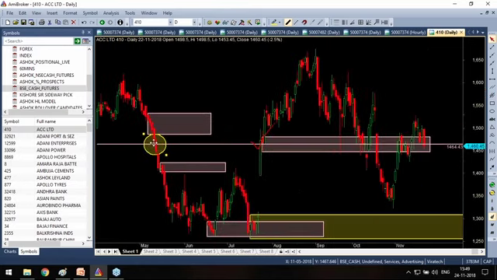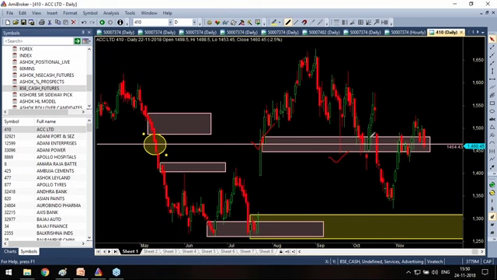It is an authentic zone because when I look back, there is no reaction to the zone. This is not a reaction zone, it is an original zone. And friends, look at the reaction to that. What did price do? Price came down. See here, it reacted royally and boomed up. That is the power of authentic zones.